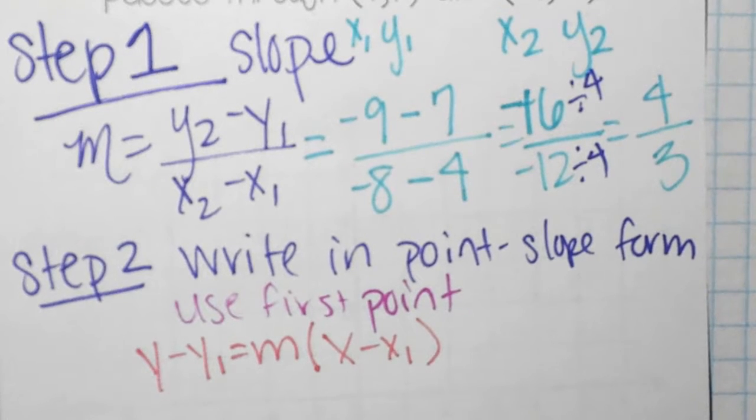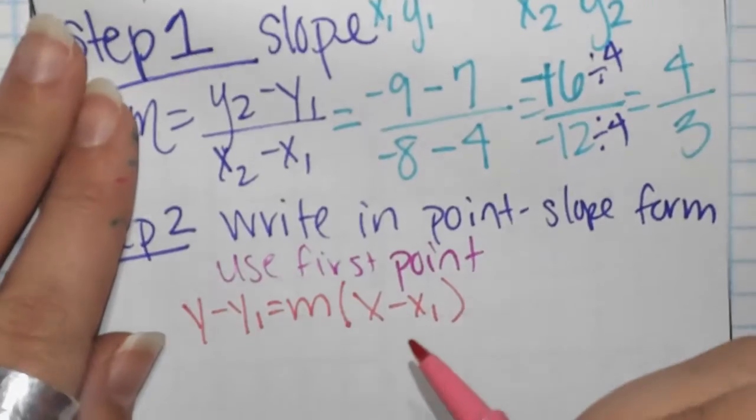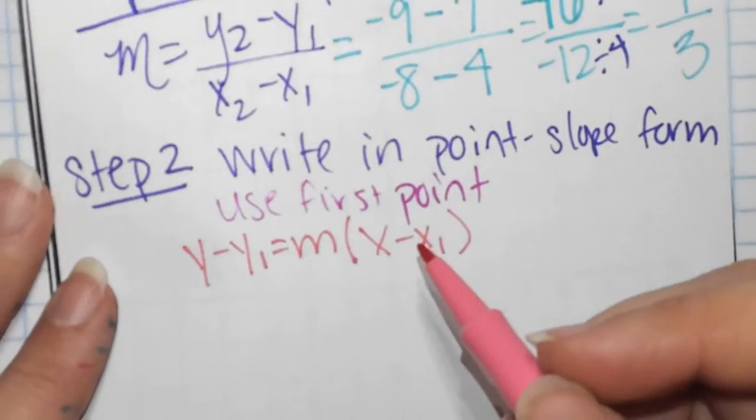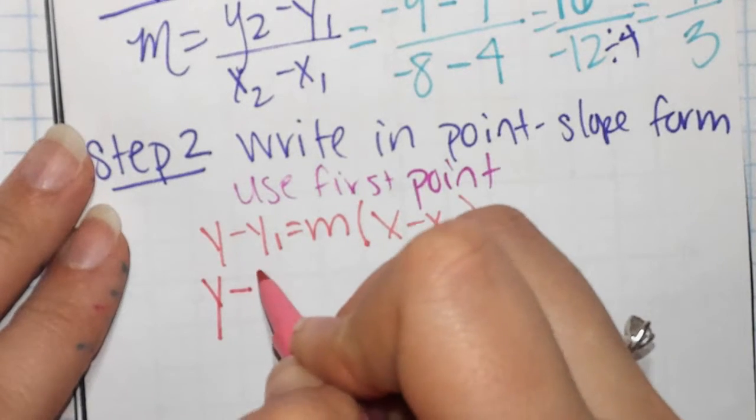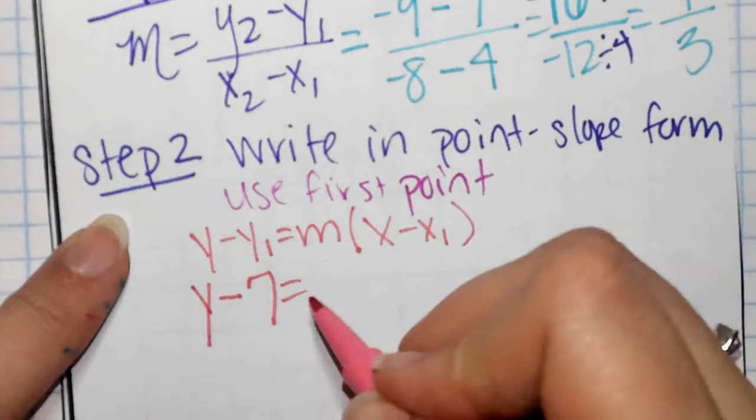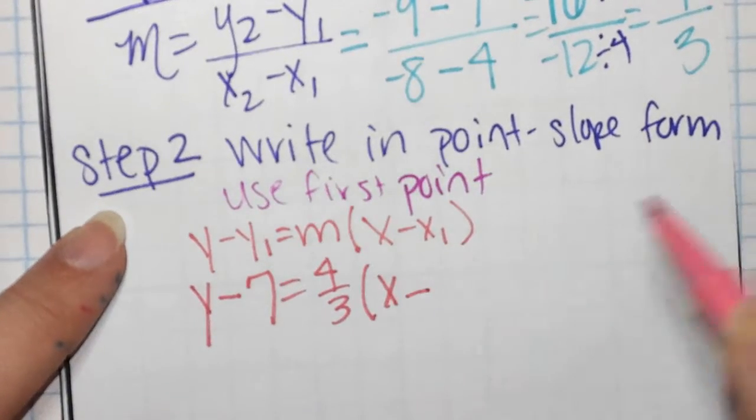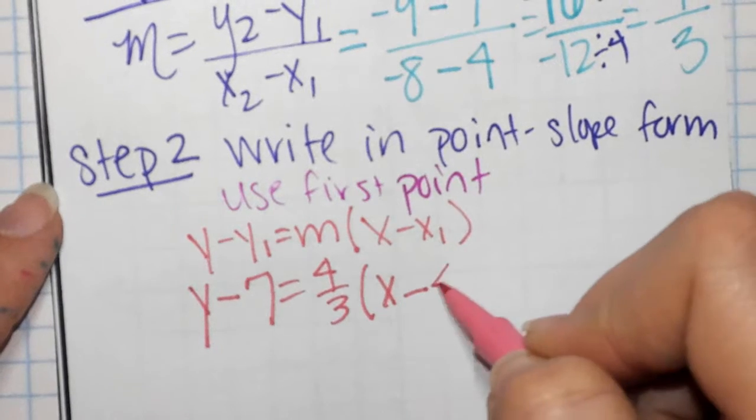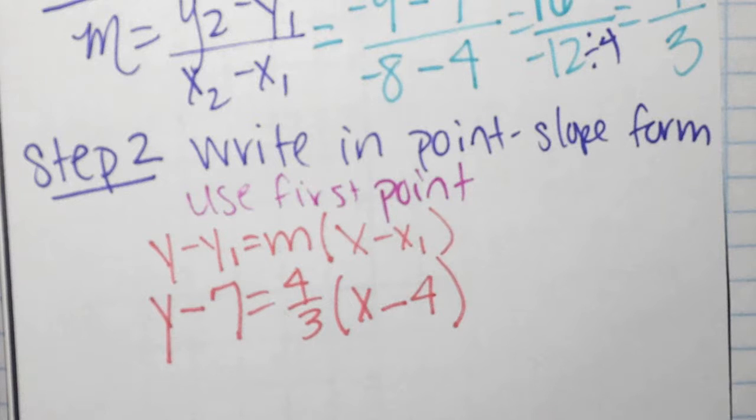Alright, so what is our y1? Up at the top, what's y1? 7. So is it going to be y minus 7 or y plus 7? Minus 7 equals, alright, what's our slope? What do we find our slope to be? 4/3 times x minus, what's x1? 4. And we're done. That's it.